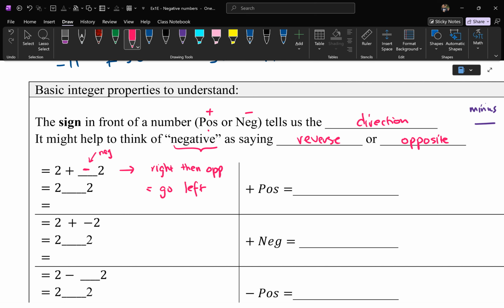But what operation makes you go left? Not negative. Minus. Minus is the language. So minus looks like this. It's a longer one. Okay? So 2 plus a negative 2 actually means overall, 2 go left 2. So what's 2 go left 2? 0. That's one of the first confusions.